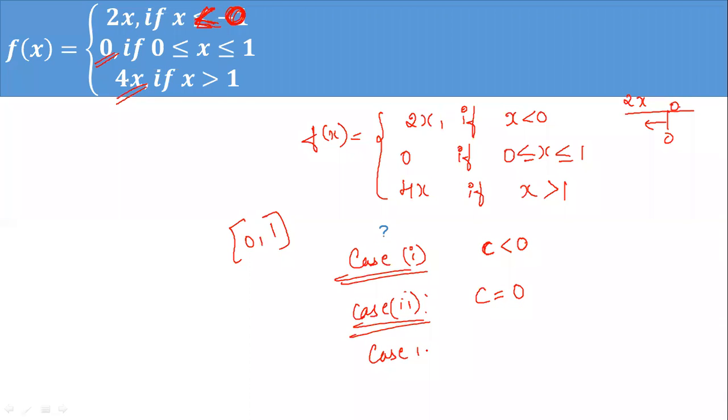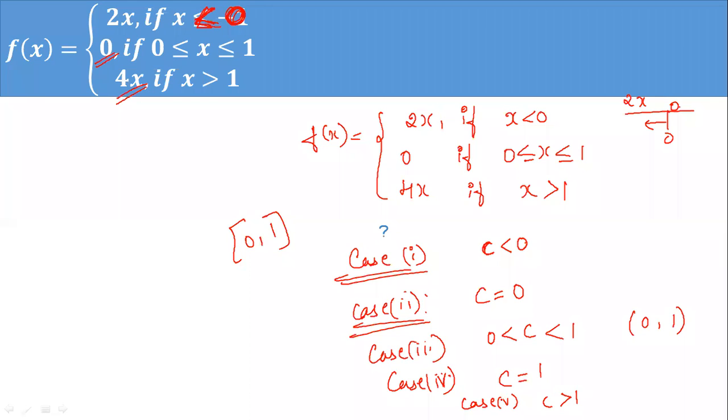What will be the third case? 0 less than c less than 1. So this is your third case, in between 0 and 1. That is, you have to check in the open interval 0 and 1. What is case 4? Case 4 is c is equal to 1 and case 5 is c greater than 1. Okay, these are your 5 cases.